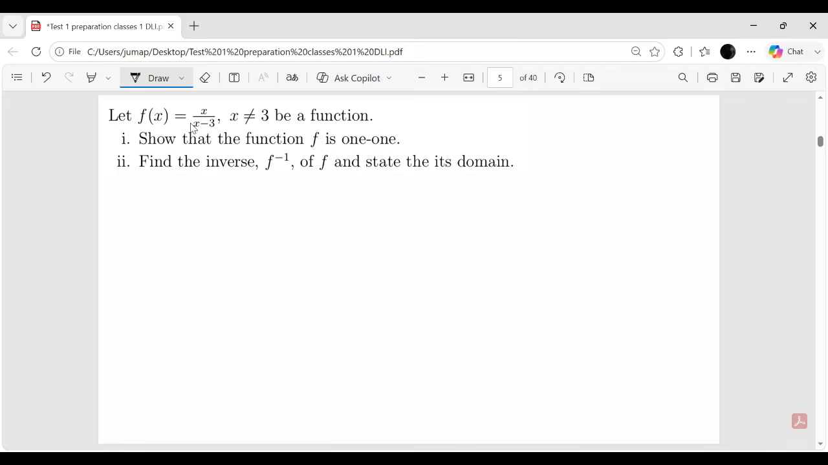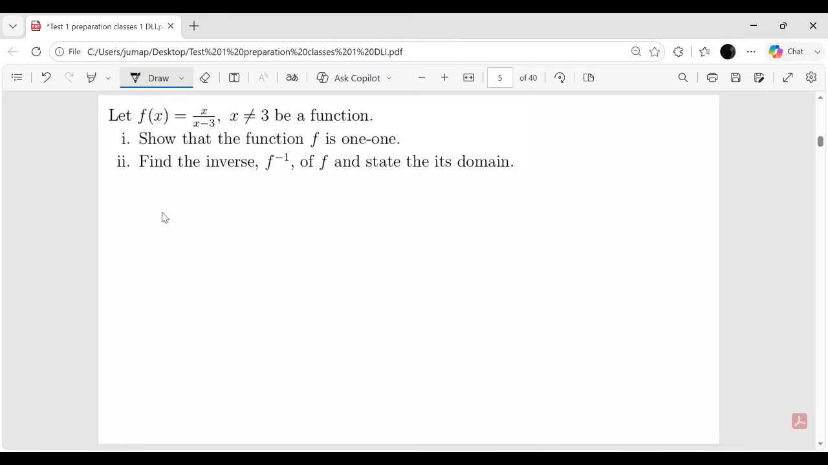Let f of x be equals to x over x minus 3. So they've given us the domain. X must not be equals to what? To 3. And it is a function. So now they're asking us to show that the function is 1 to 1.